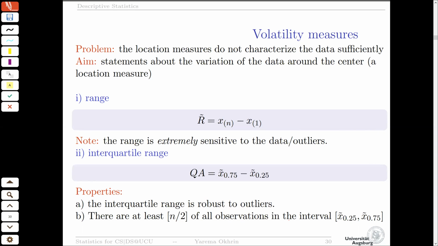So the interpretation is that in an interval of this length, we have the 50% of most typical and central observations in the data. It is robust to outliers because we've got rid of these observations here and those observations here, and we look at the most typical observations. So what really happens to our central part of the data. It is related again to the quantiles and quartiles we have. Later on, we will see an example with the box plot, how it is used for visualization of the data.